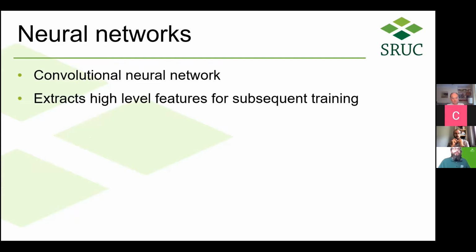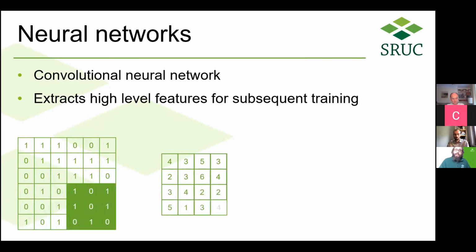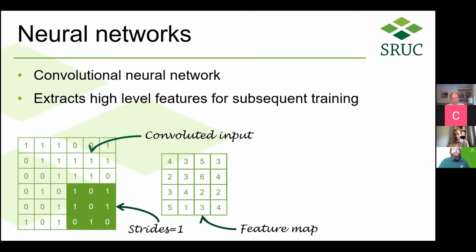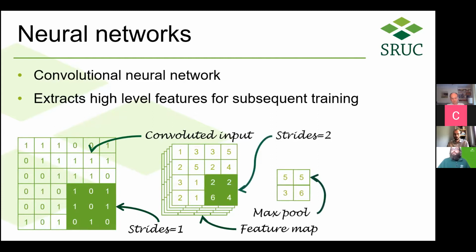Convolutional neural networks are used to extract higher level features for subsequent training. We can take our original features, for instance, in this example, a bunch of binary features. We can run some kind of filter over the data and generate what we call a feature map. We can then run multiple different filters over the same input data and generate a bunch of these feature maps that we can then run some kind of pooling function over. In this case, we've done a max pooling, which just takes the maximum number in each of these 2x2 matrices. And again, we can run this same pooling technique over each of the feature maps.